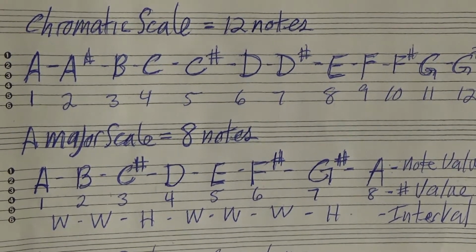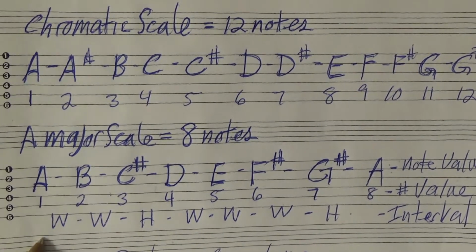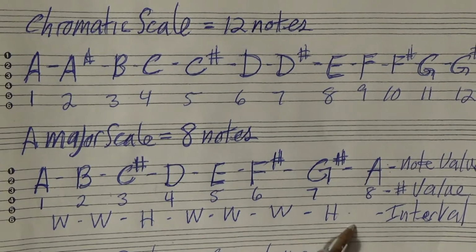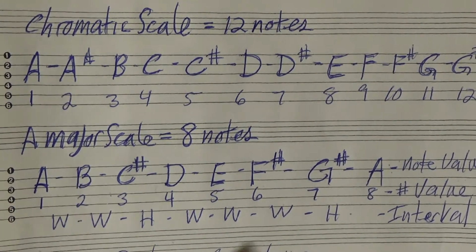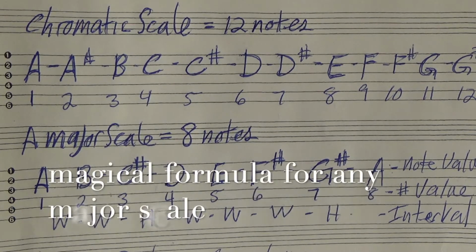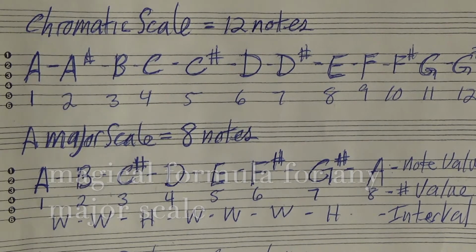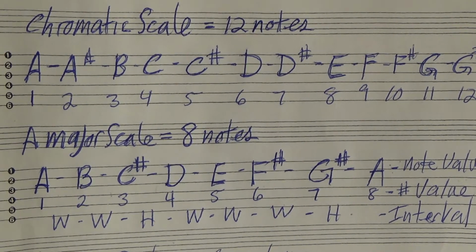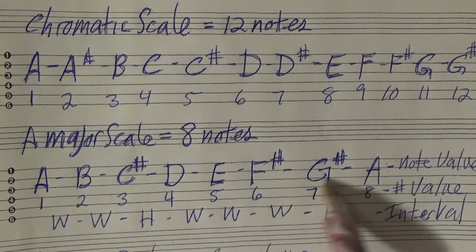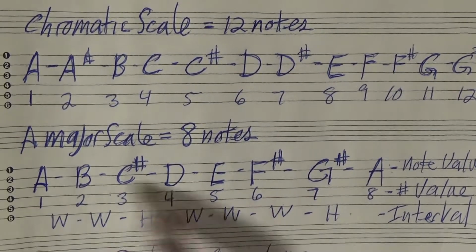Now, if you master this formula right here, W W H, W W W H, that is going to be the magical formula for your major scale no matter where you're at on the guitar. On a fretboard or a piano, doesn't matter, okay? It's a formula that's going to give you the major scale every single time, no matter what key you're in, okay? And if you know this, it's going to tell you what notes here are sharp in the key, okay?